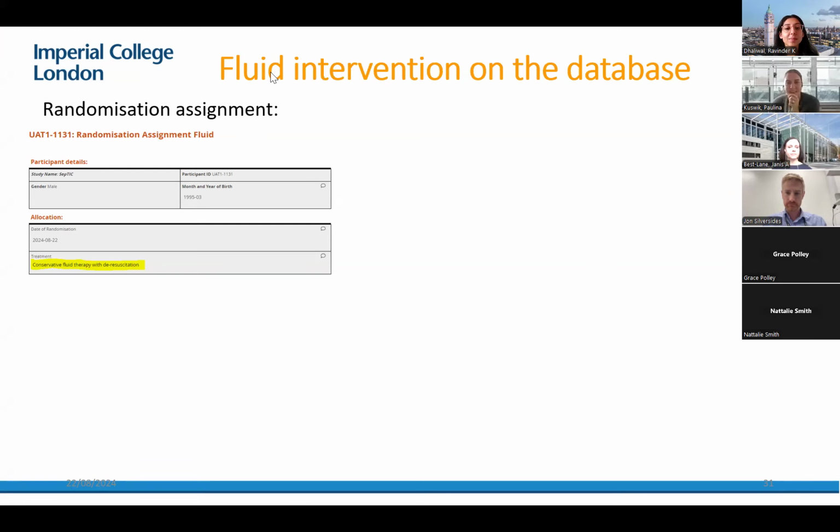Yeah, go ahead. So this is what your randomization assignment form will look like when you have randomized to the fluid intervention. So if a patient is randomized to the conservative fluid therapy, this is the outcome on the randomization assignment form. And if you click next, Dennis.